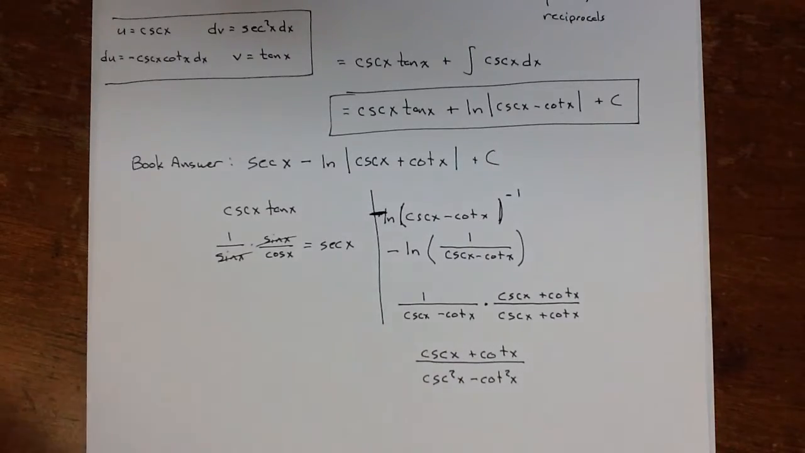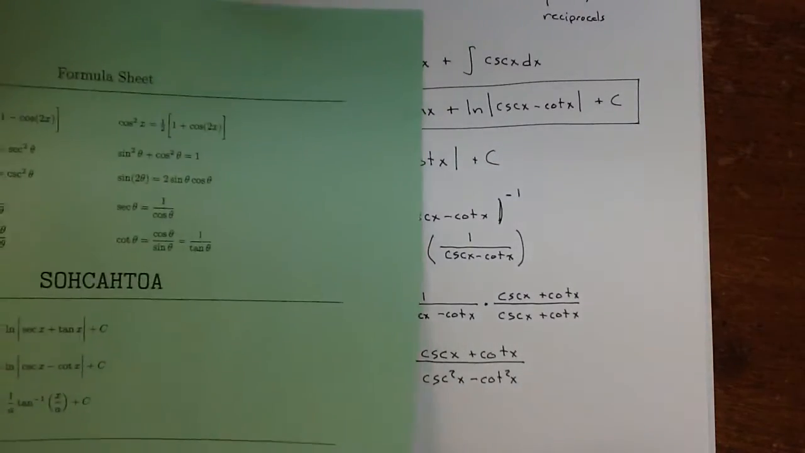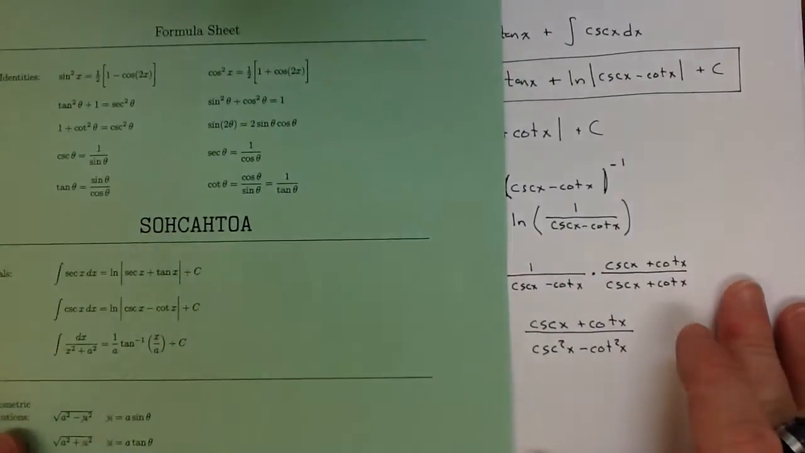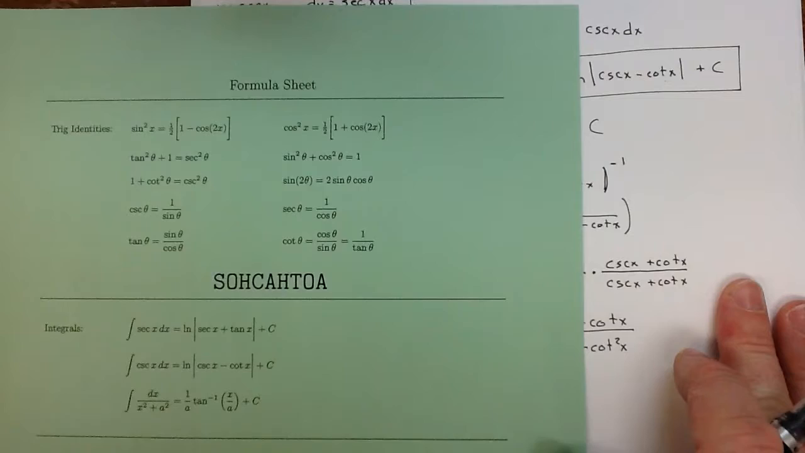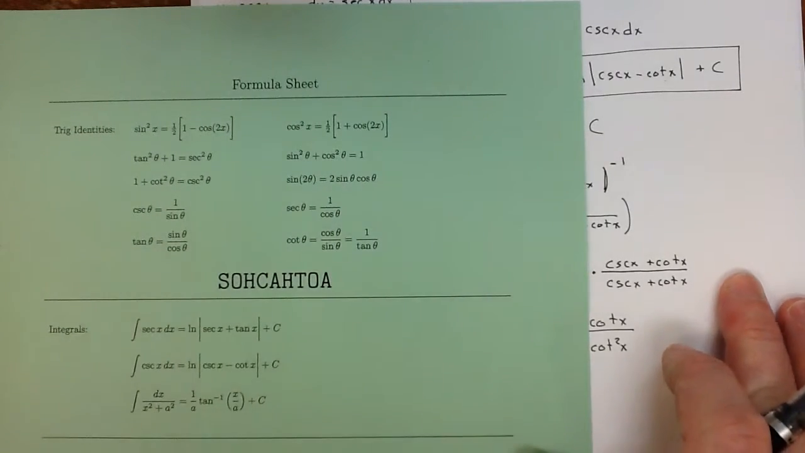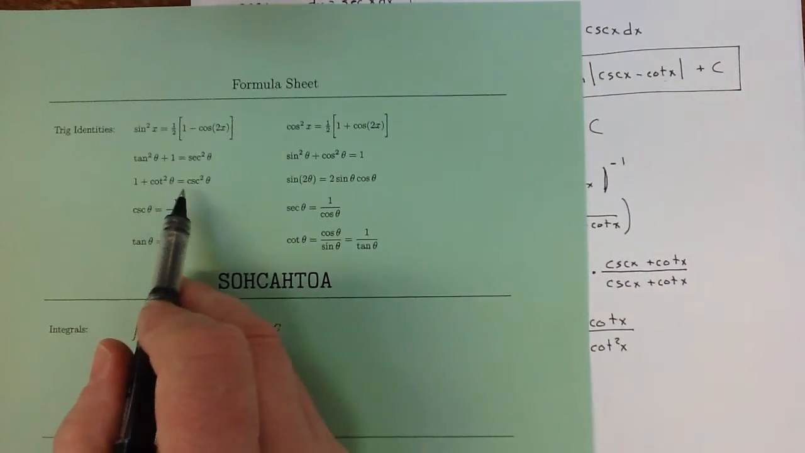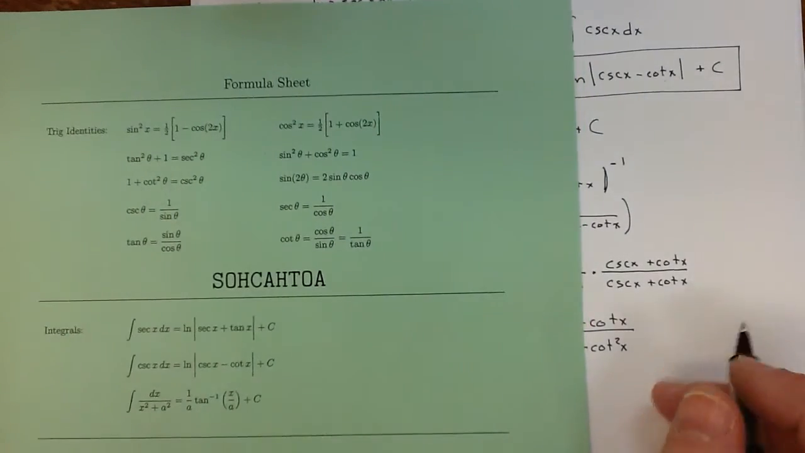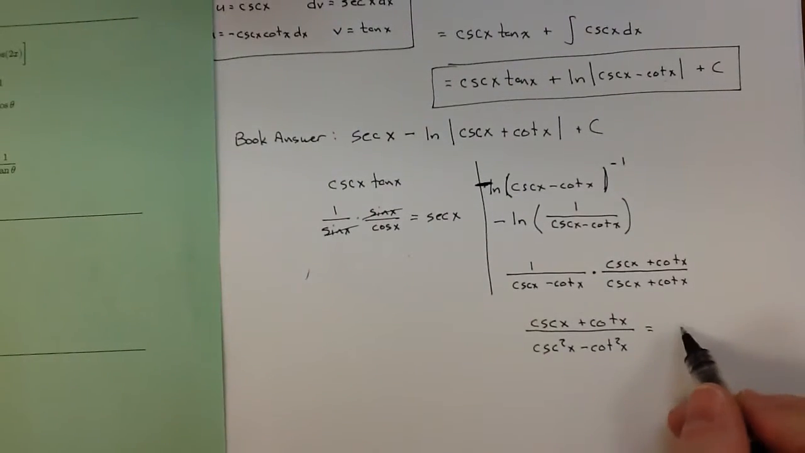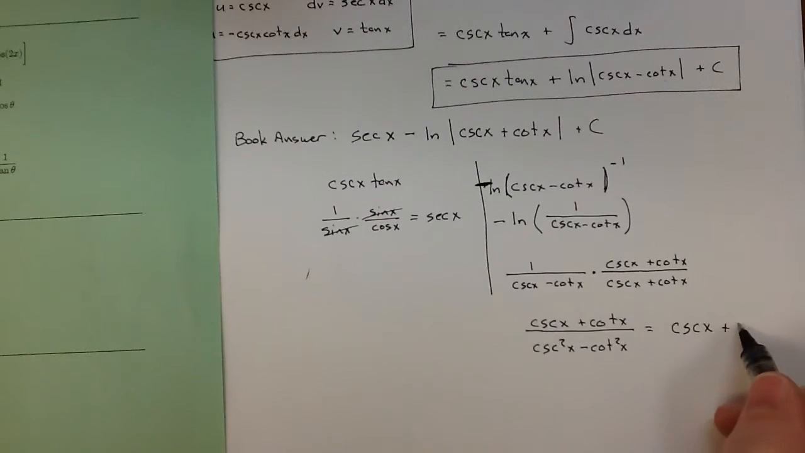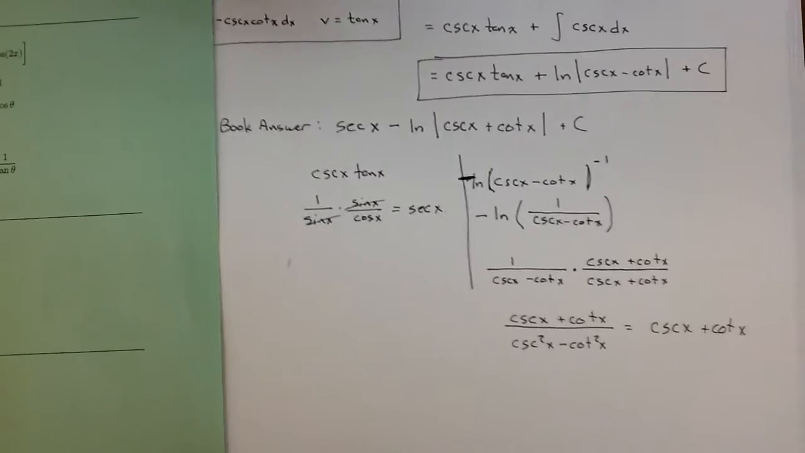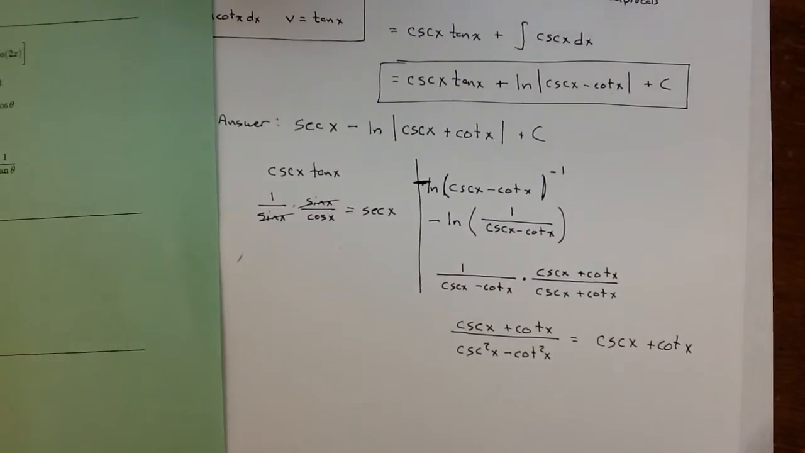And if we look at our Pythagorean identities, we'll see what we need. From this one here, if we take cosecant squared and subtract cotan squared, we're left with 1. So this is equal to cosecant x plus cotan x. Therefore, this logarithm is equal to that one. So the answer that I got and the answer that they got in the back of the book are the same.